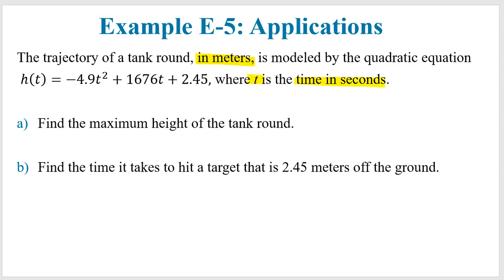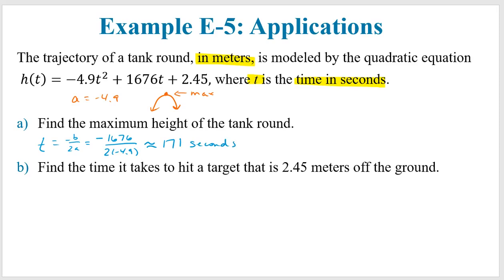Find the maximum height of the tank round. You will notice that my a value is equal to -4.9, which means that my parabola is opening downward. So I will have a maximum height at the vertex. That's the first thing I'm going to need to find. I will need to find the time that occurs, though. The time is going to be -b over 2a, so -1676 divided by 2 times -4.9. I put all that into my calculator, and I get about 171 seconds is when that's going to happen.